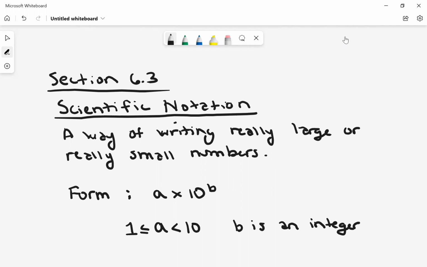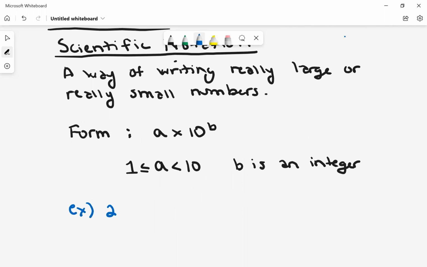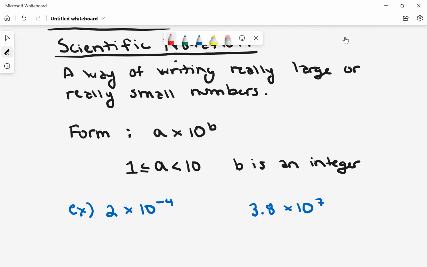Okay, so let's refresh our memory of how scientific notation works. 2 times 10 to the negative 4 is an example of scientific notation. Or 3.8 times 10 to the 7 is another example. Let's convert into standard notation. With scientific notation, we have to be mindful of where the decimal is. In this first problem, I don't see the decimal, but in the second one I do. 3.8, I definitely see the decimal.